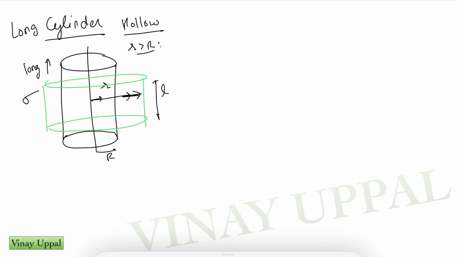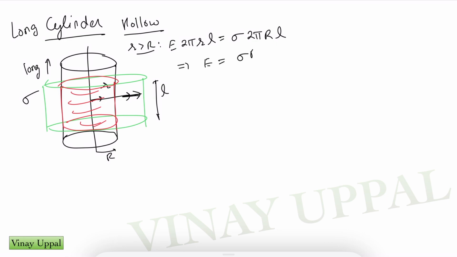So the field will again be radial, so the flux will only be through the curved surface. So I can write E into 2 pi rL should be equal to the charge enclosed. So charge enclosed would be the entire charge on the cylinder of length L, this red cylinder. So that will be sigma times 2 pi capital RL, and therefore my electric field would be sigma R by epsilon naught. So this will be the field for outside the hollow cylinder. Now you don't have to actually remember this, but you should be able to derive it quickly in the exam using Gauss law.